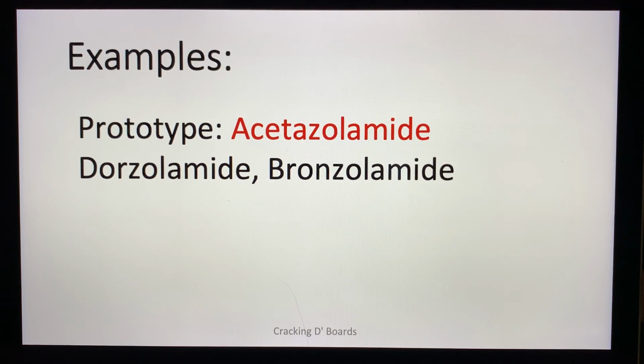Now, examples, the prototype, memorize this by heart, acetazolamide. Other examples of your carbonic anhydrase inhibitors would be dorzolamide and brinzolamide. So if you only have one neuron left, memorize acetazolamide for your exams.